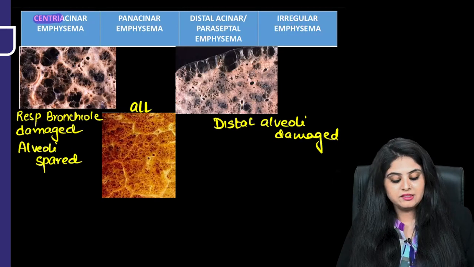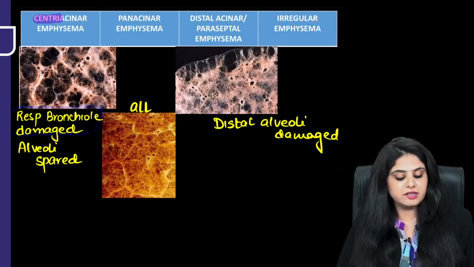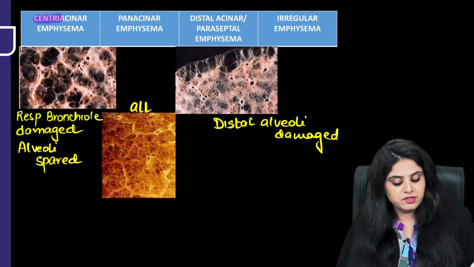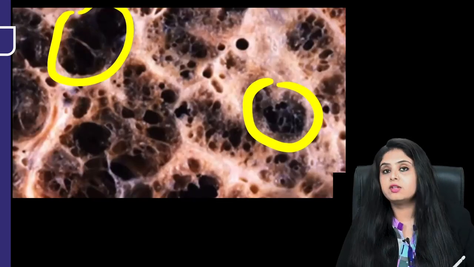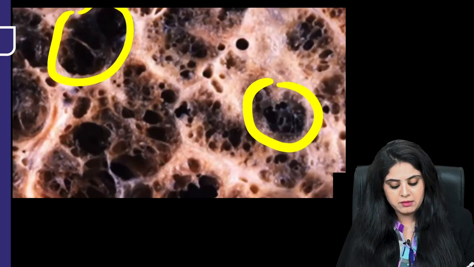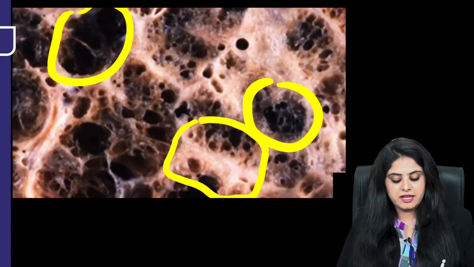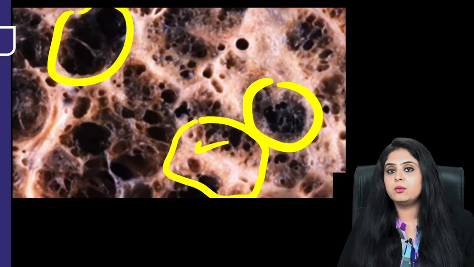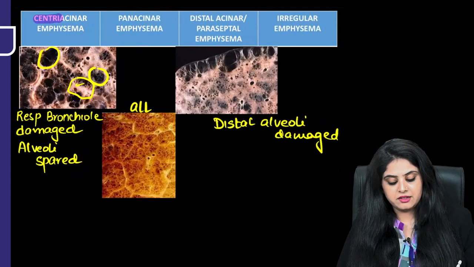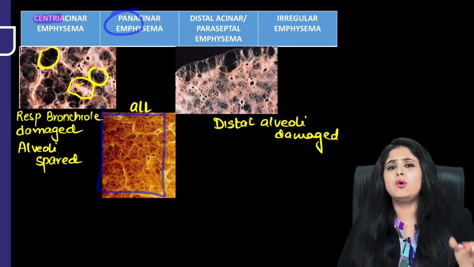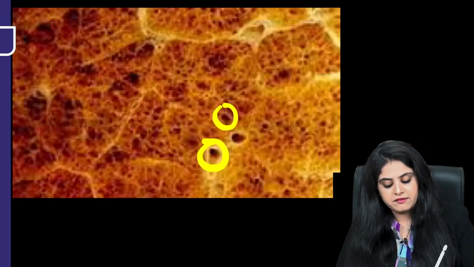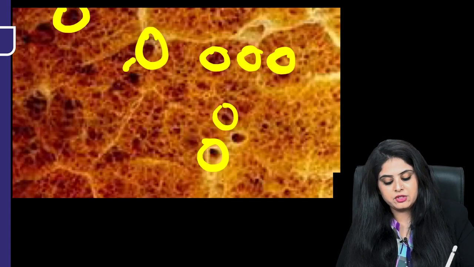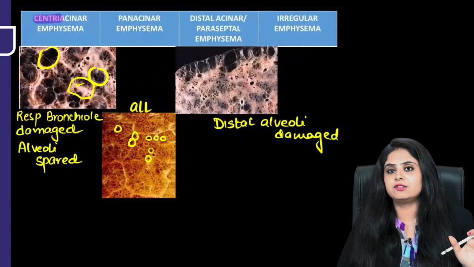Centriacinar means that only the central part is damaged, only bronchioles are damaged, alveoli are badhiya. So you will see that only the bronchioles are going to be damaged. As I zoom in, only the bronchioles are damaged, but you can see that there are so many parts over here which are totally fine. They are fit and fine because alveoli are normal. But when I go to panacinar, pan means all, everything is gone. Bronchiole, alveoli, sab kuch gaya. So sab kuch aisa hole jaisa dikh raha hai. Everything is looking like holes. Why? Because all of them have gotten damaged. Everything, bronchiole, alveoli, everything has got damaged.